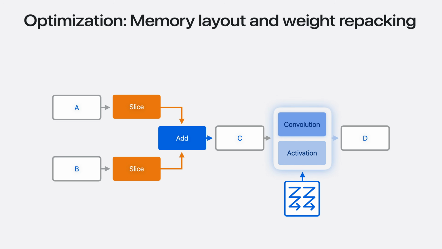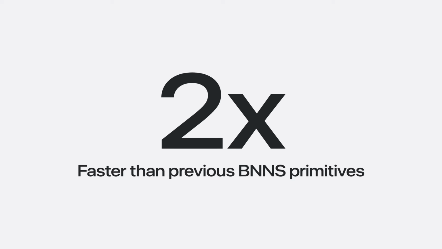You don't need to write any code to benefit from these optimizations. They happen just like that. And they can provide performance that's, on average, at least 2 times faster than previous BNNS primitives.